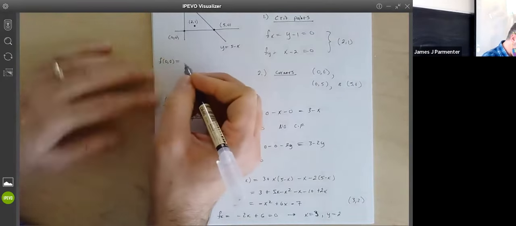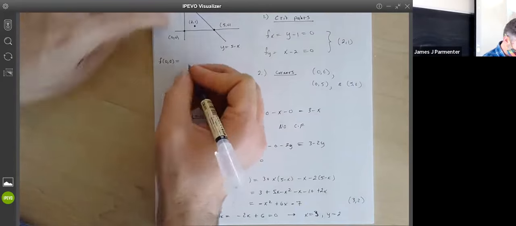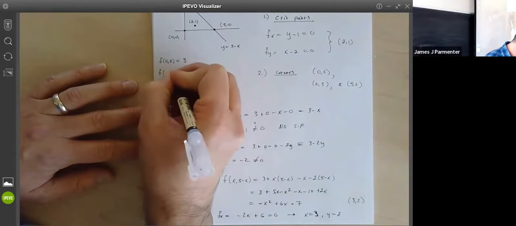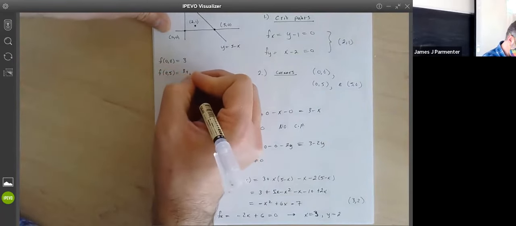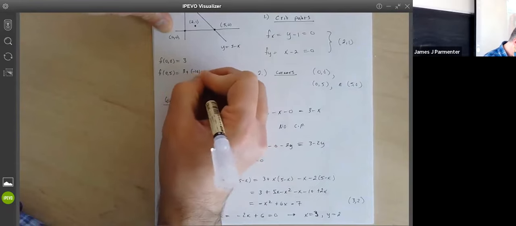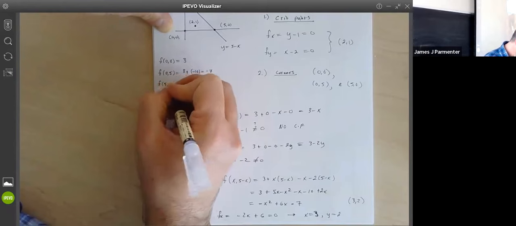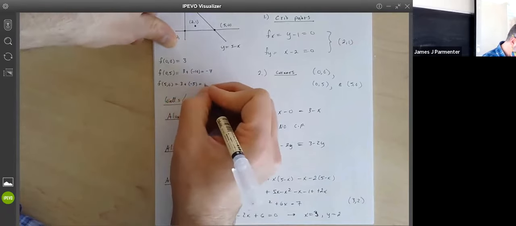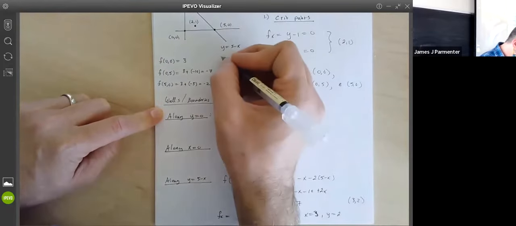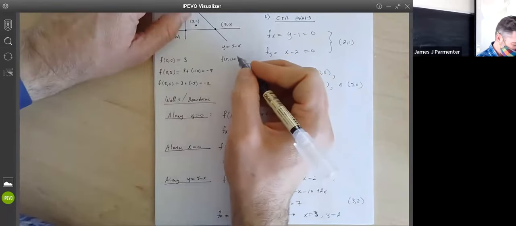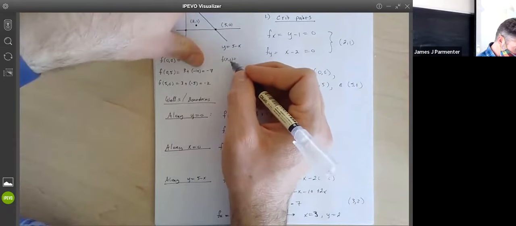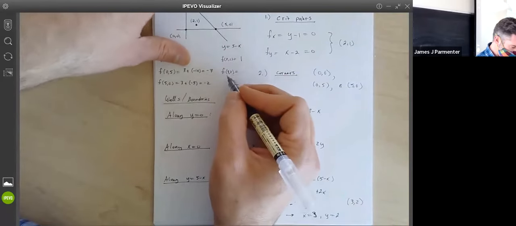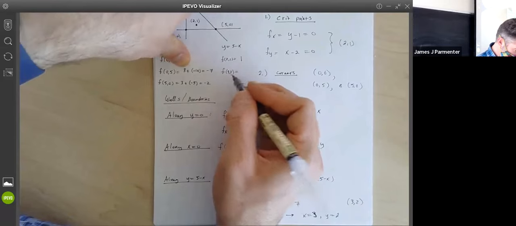F of 0, 0 is, I plug in 0 for x and 0 for y, I get 3 plus 0 minus 0 minus 0. I start with 0, 0, I should start with 4. It doesn't really matter. F of 0, 5 would be 3 plus 0 minus 0 minus 10. So negative 7. F of 5, 0 is 3 plus 0 minus 5 minus 0. Plugging in 2, 1. F of 2, 1 is, I'm just going to do the math. 3 plus 2 minus 2 minus 2. And f of 3, 2. 3 plus 6 is 9. Minus 3 is 6. Minus 4 is 2.